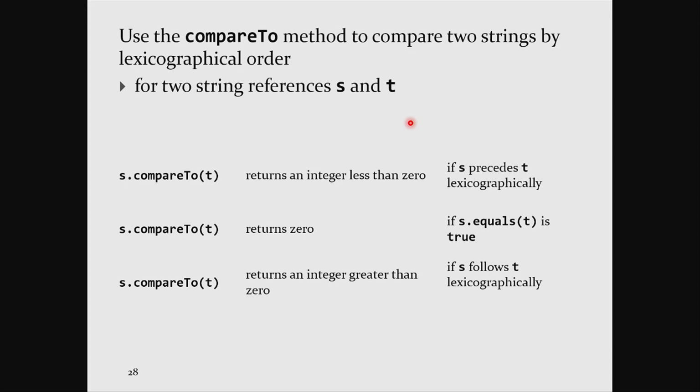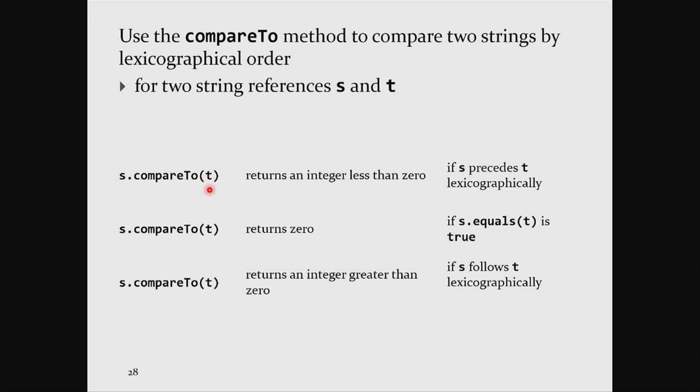For any reference type, including string. If you want to do something like that, and you can imagine this is a very common operation, does this word come before this word in the dictionary, you use the method called compareTo. Now compareTo is a little bit harder to use than less than, greater than, and equal to. So s.compareTo(t).